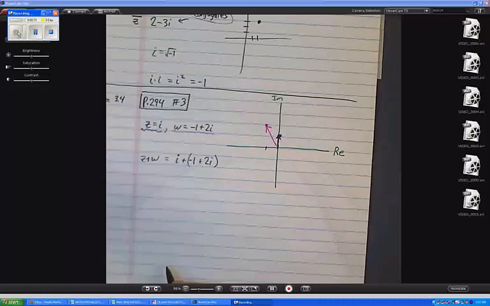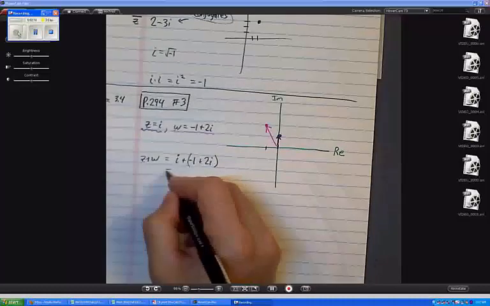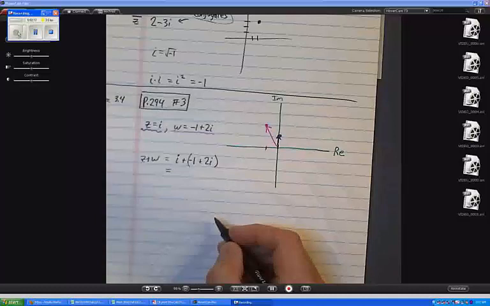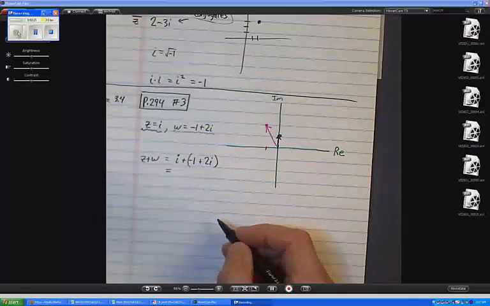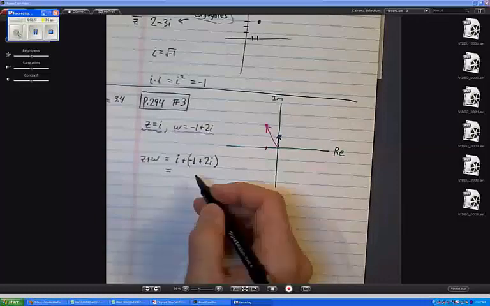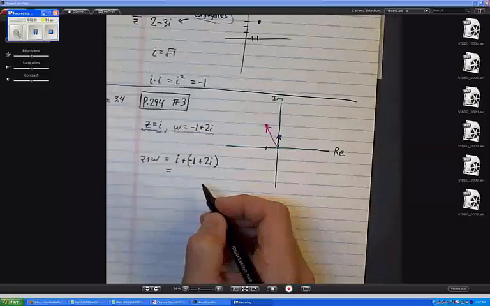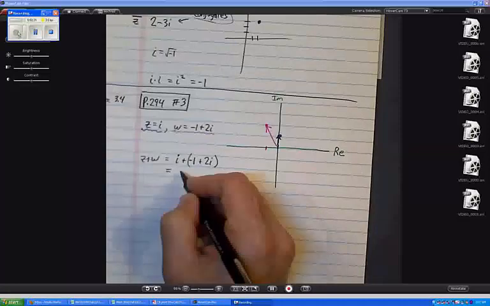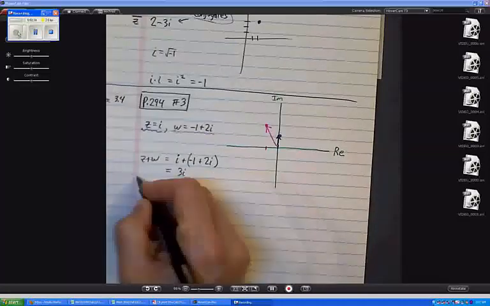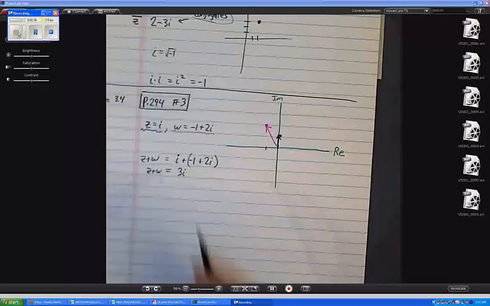And you can simplify it, and what do you get? Well, now you just have to follow your rules of algebra, right? We add the like terms. So what gets added? The i's, right? So I have i plus 2i gives me what? 3i, okay? And so I get that z plus w equals 3i.